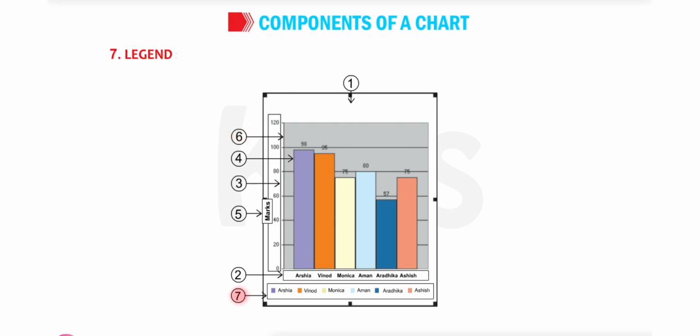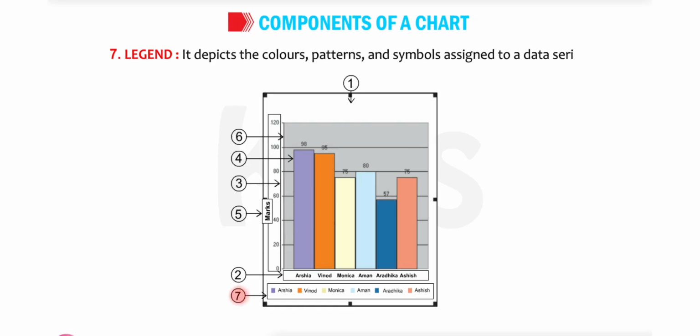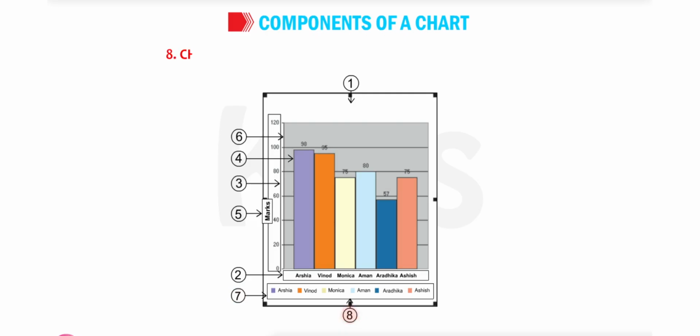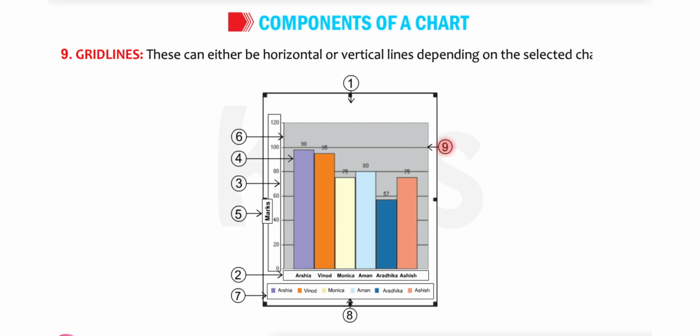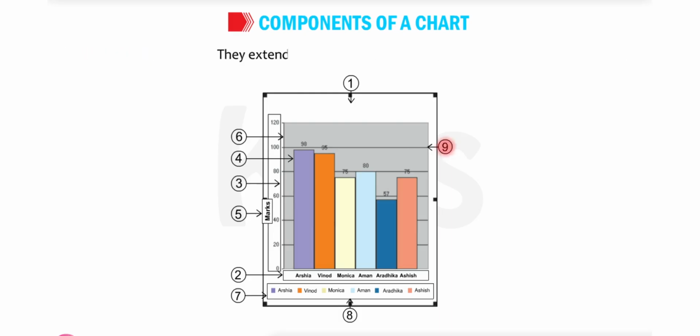Number 7. Legend. It depicts the colors, patterns and symbols assigned to a data series. Number 8. Chart title. It describes the aim and contents of the chart. Number 9. Grid lines. These can be the horizontal or vertical lines depending on the selected chart type. They extend across the plot area of the chart. Grid lines make it easier to read and understand the values.